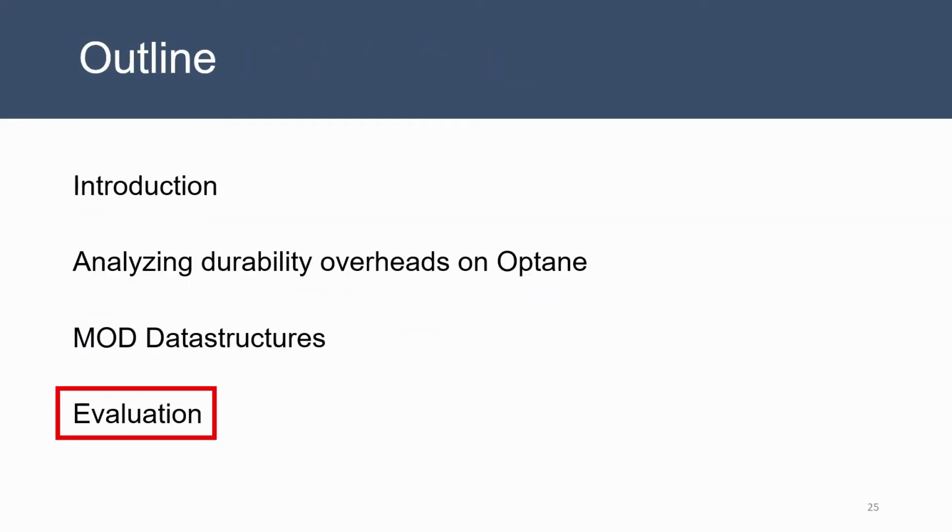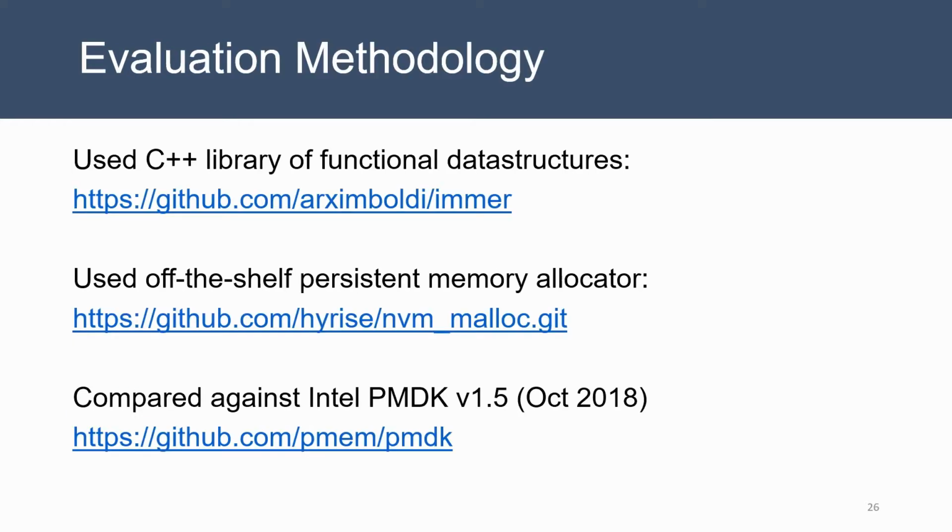Nice. Evaluation. So we use the C++ library of functional data structures to build our MOD data structures out of. We use an off-the-shelf persistent memory allocator, and we compared against Intel PMDK. That's what the results earlier were, right?